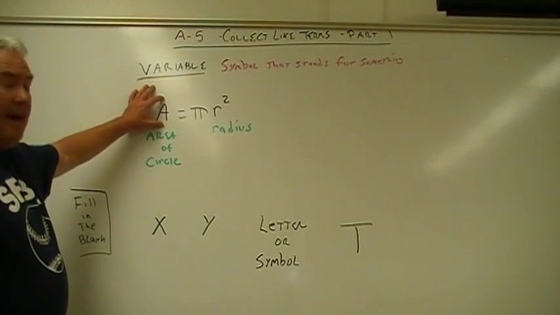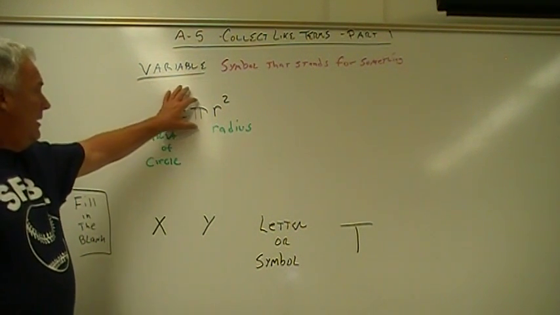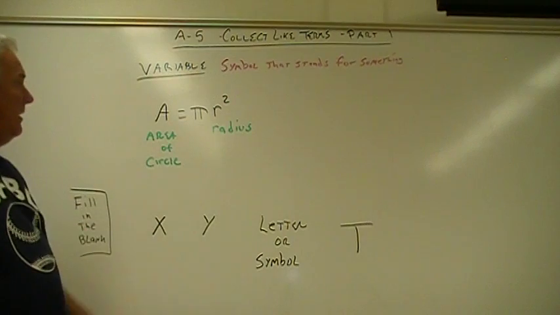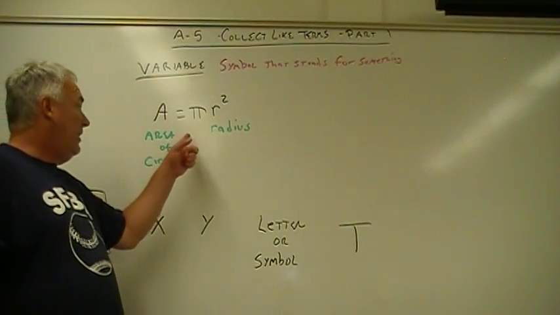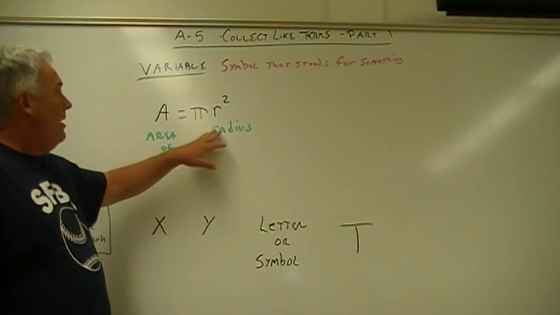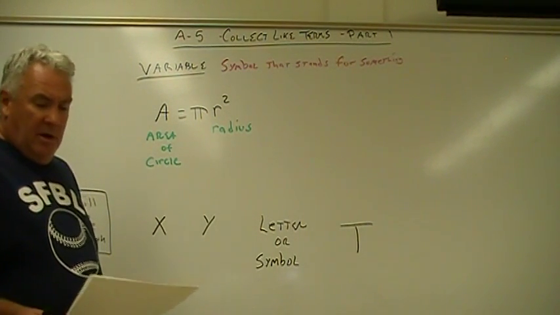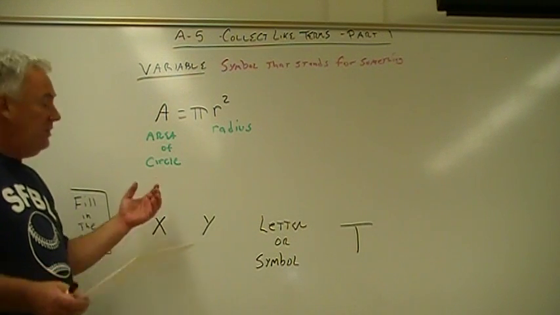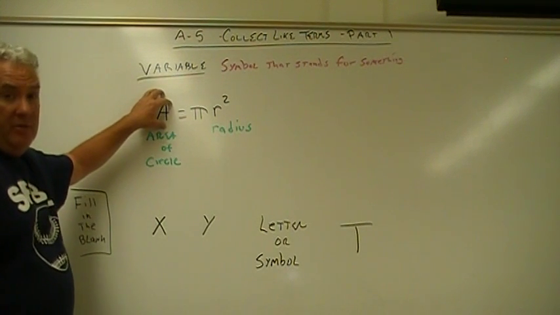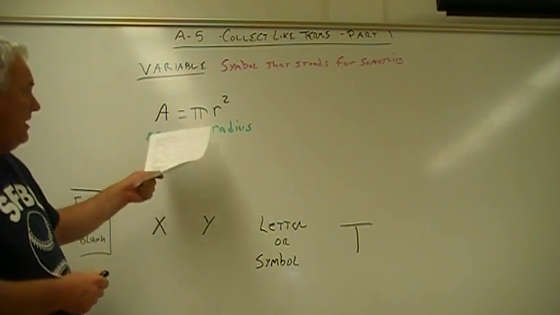This variable is the capital A, which means the area of a circle, and it equals pi, which is not a variable. This is a constant. It's a ratio, and we call it 3.14. R is the radius. A and R will change based on the size of the circle. So if the radius increases, the area increases. They change depending on the size of the circle, so those are variables that we use there.